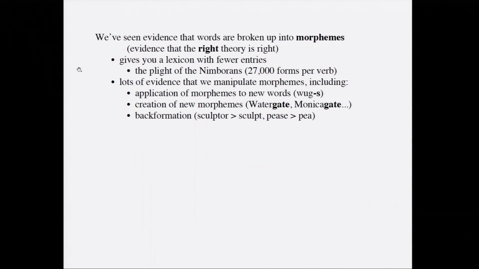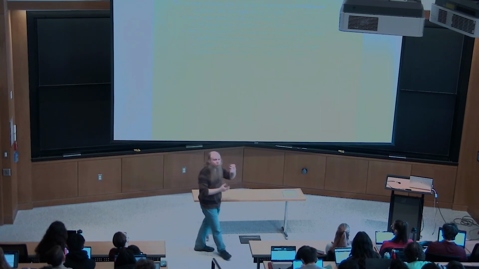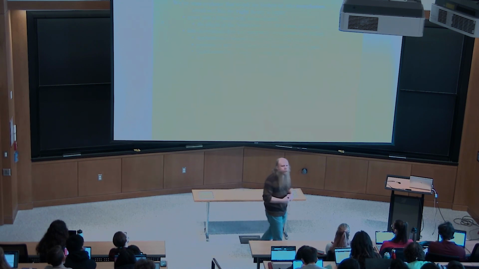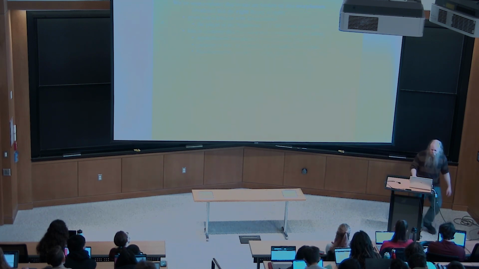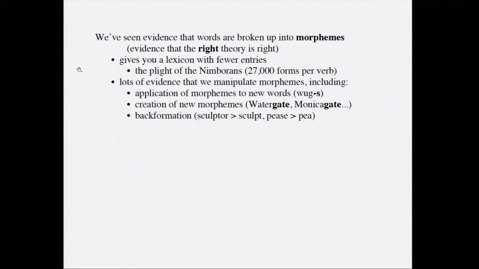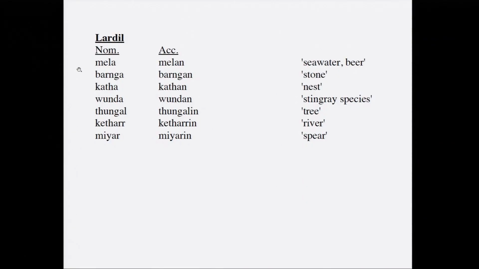And we saw lots of evidence that people manipulate morphemes, including the fact that you can apply morphemes to new words. So if I tell you I've invented a new thing, it's called a wug, and then I show you another one, then you will call the two things wugs. There's a classic experiment by Jean Berko-Gleason in which this was done with small children, and they did what you would expect them to do. People are willing to believe in morphemes. Excellent.